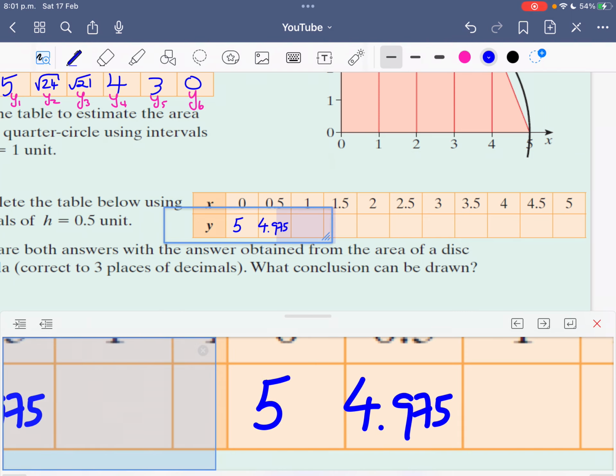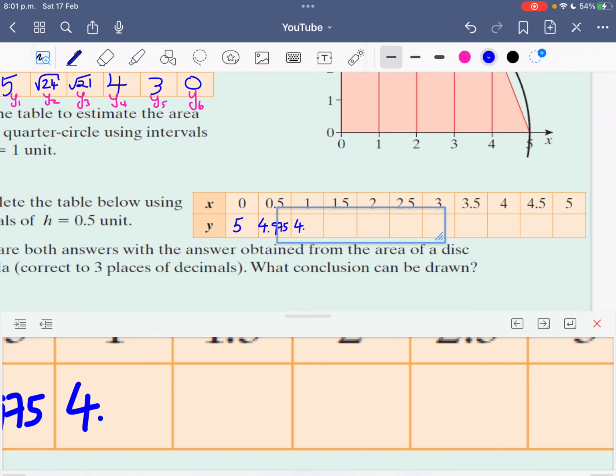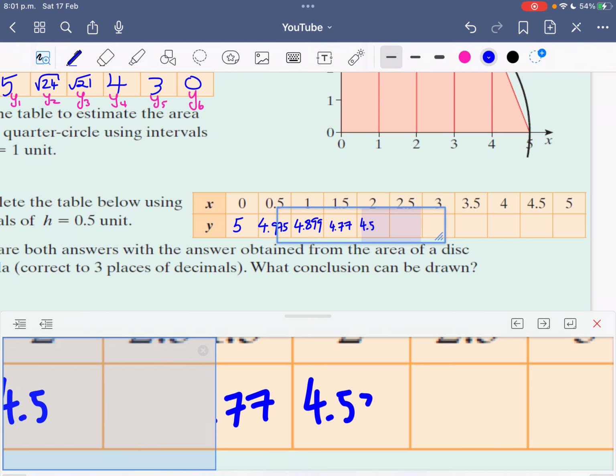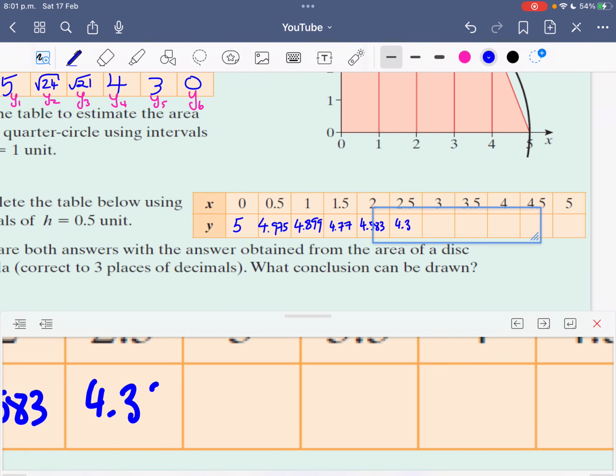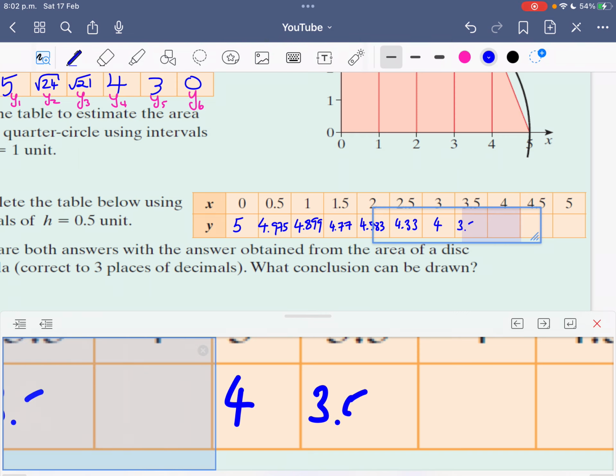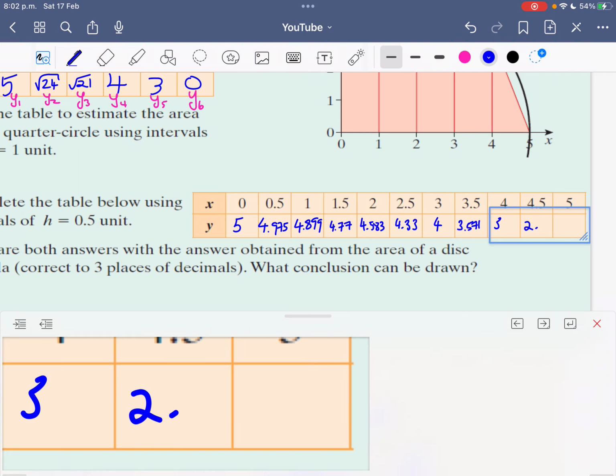4.975, 4.899, 4.77, we get 4.583, 4.33, 4, 3.571, 3, and 2.179.